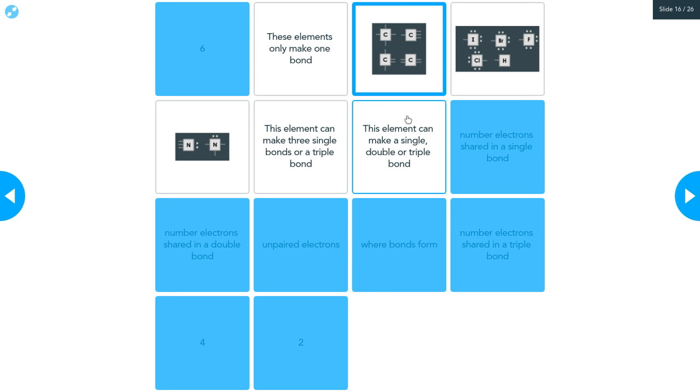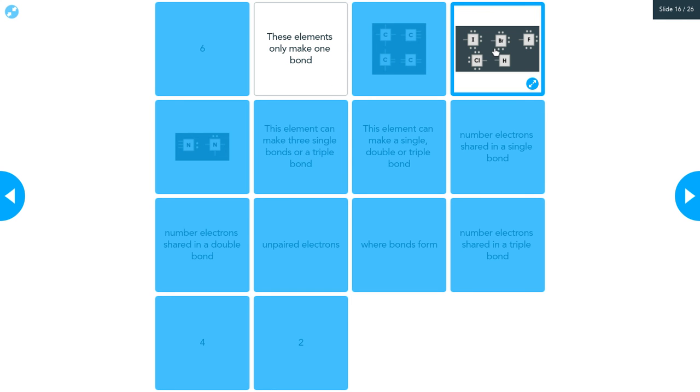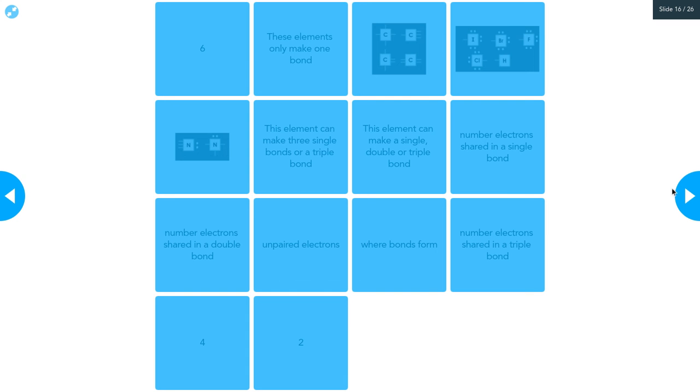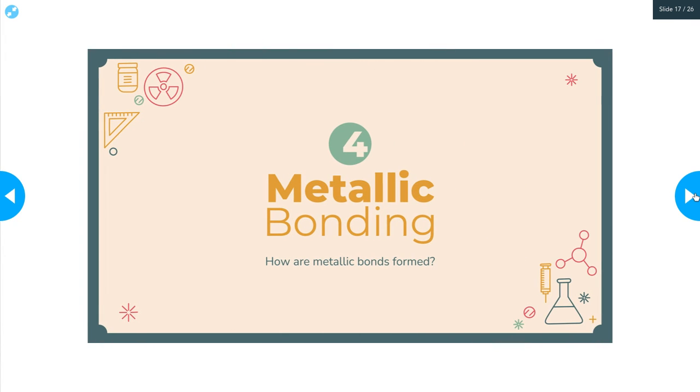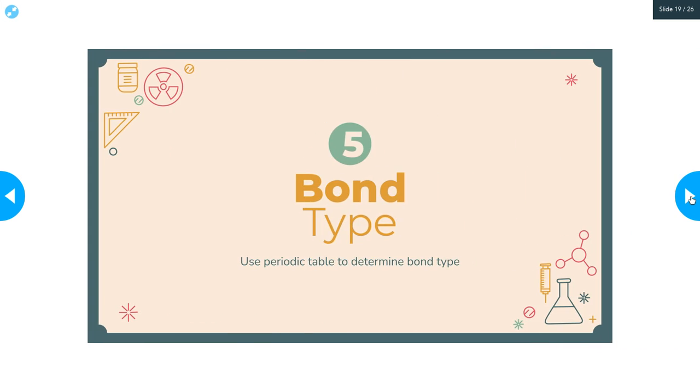Carbon, the one in the picture, is showing it making a single, double, or triple bond. This picture for nitrogen is showing nitrogen making a triple or 3 single bonds. And this picture is showing all of those elements making just 1 bond. All right, there's some information about metallic bonds that you can read.